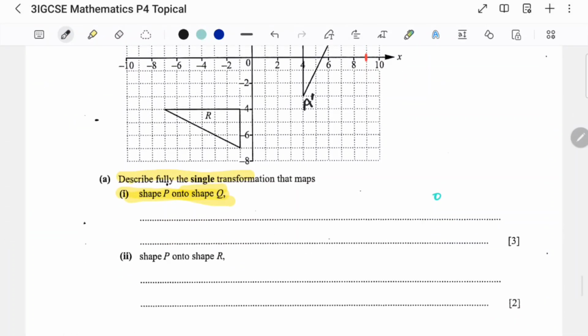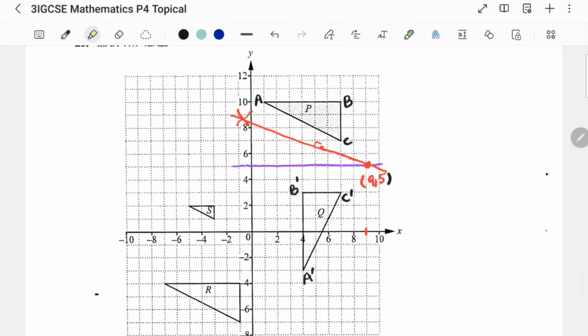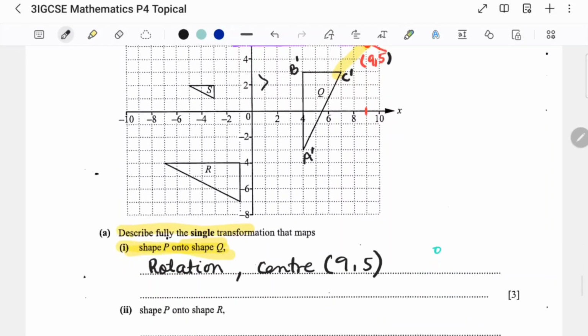So you just write down the rotation, and the center is (9, 5), and let's see what angle it is. Okay, so this is C to C prime, and then you have to see what it is. It is obviously 90 degrees and anti-clockwise, we can see. All the points are coming like this. So this is 90 degrees anti-clockwise.